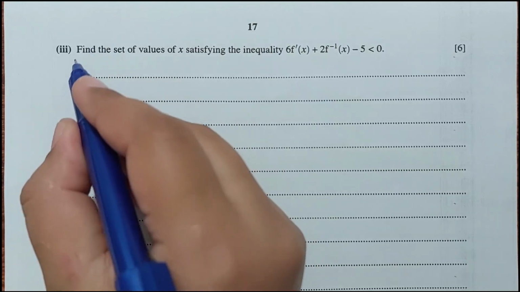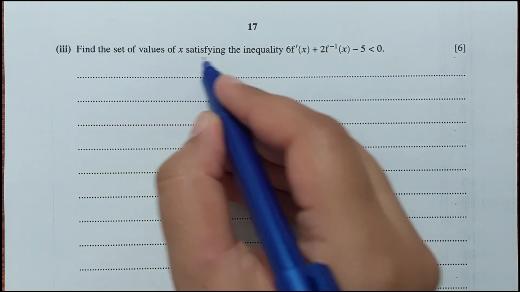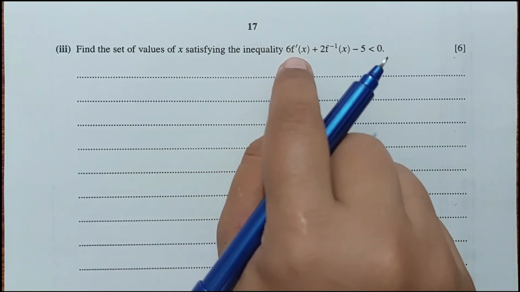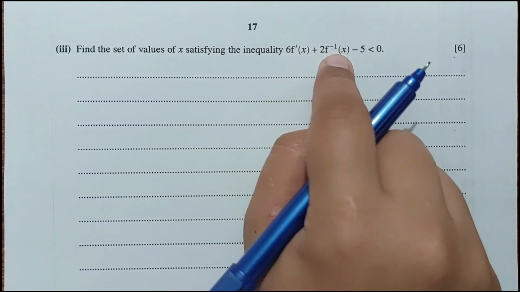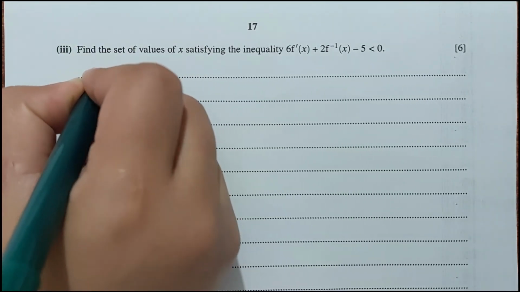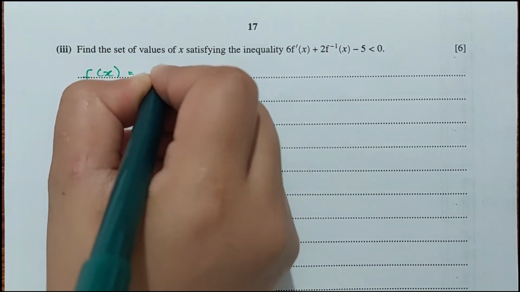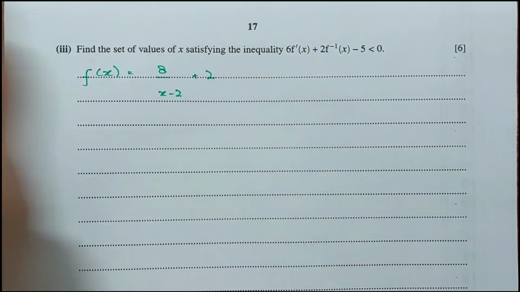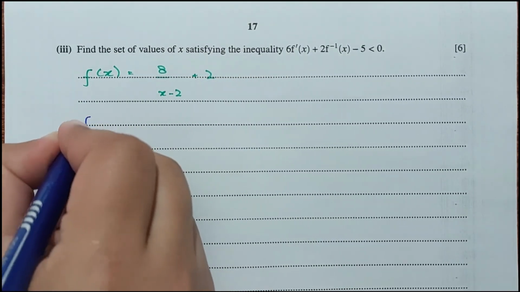Now for part 3, find the set of values of x satisfying the inequality. All right, so in this inequality we need f prime of x and f inverse of x. So first let me solve for f prime of x. We have f of x equals 8 over x minus 2 plus 2. Let me solve for f prime of x.